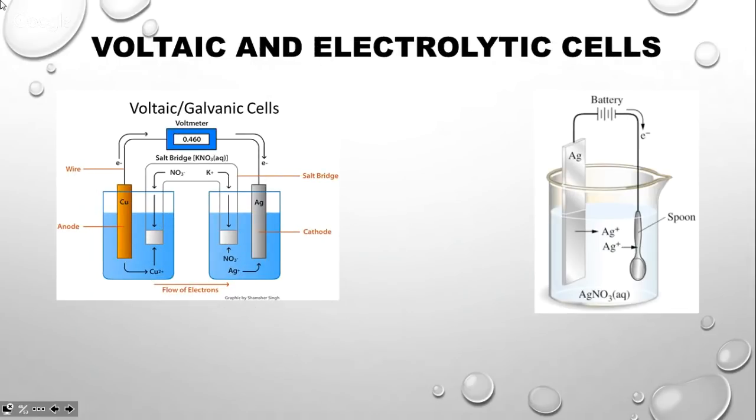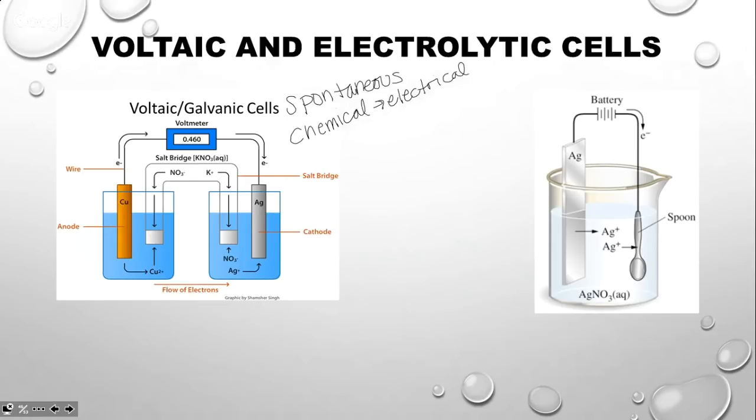Voltaic and electrolytic cells. Voltaic is also called a galvanic cell. Remember that a voltaic cell is a spontaneous redox reaction where chemical energy is converted to electrical energy. We have to have an anode and a cathode.